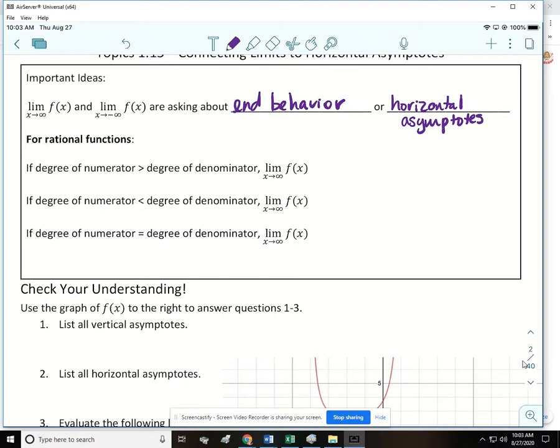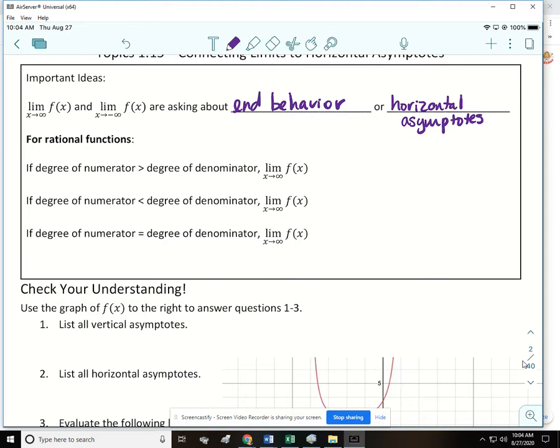All right, and we're going to use the same rules we did last year to figure this out, but we have to remember them. But it's going to be a little different because the question is not going to be what is the horizontal asymptote. The question is going to be what is the limit as x approaches infinity, or what is the limit when x approaches negative infinity. So you have to connect those two in your brain.